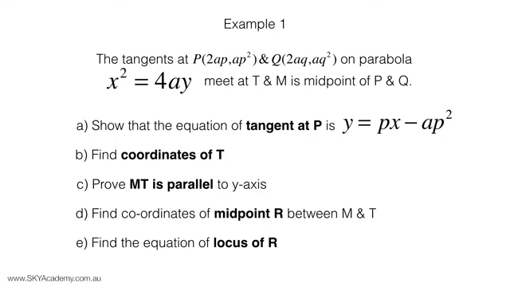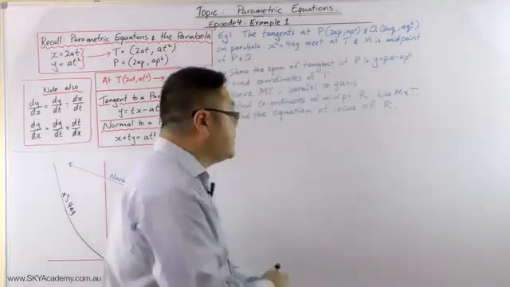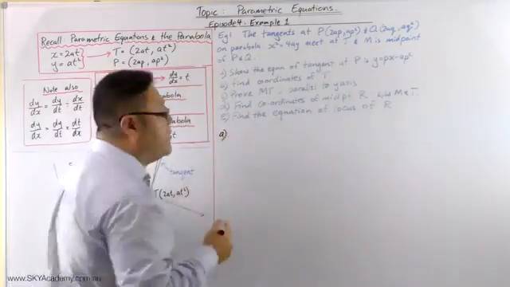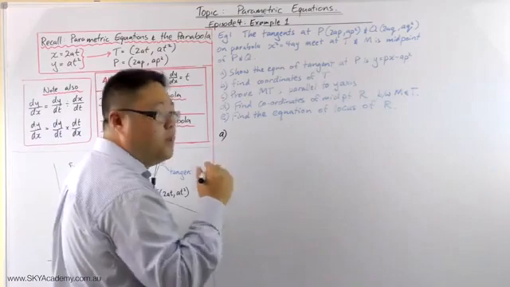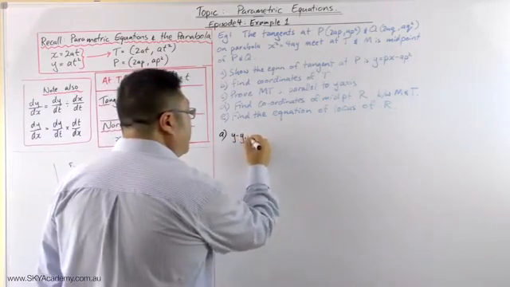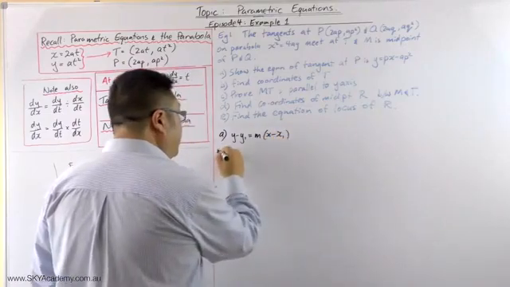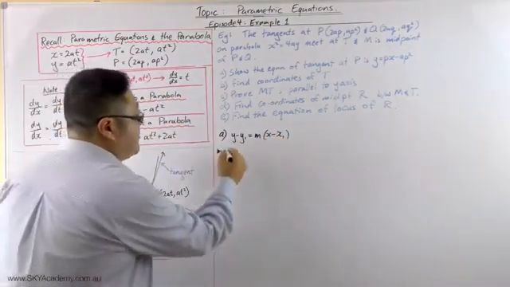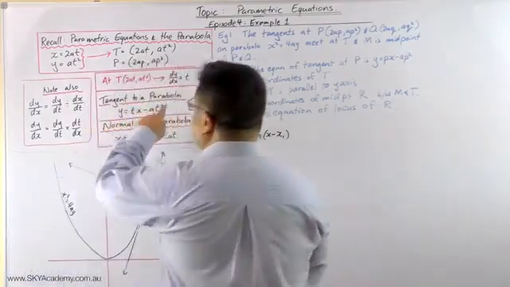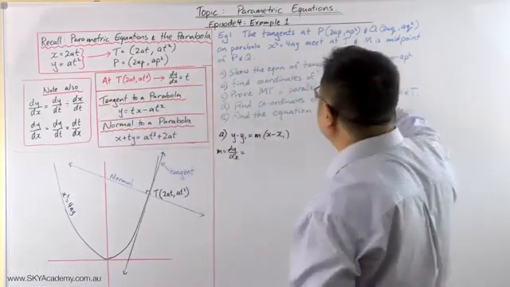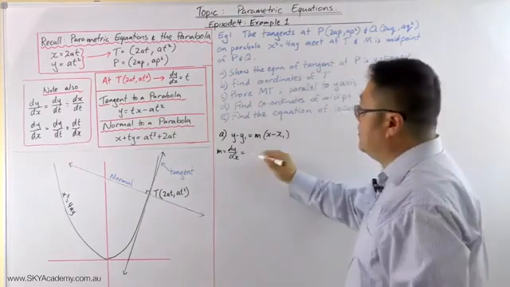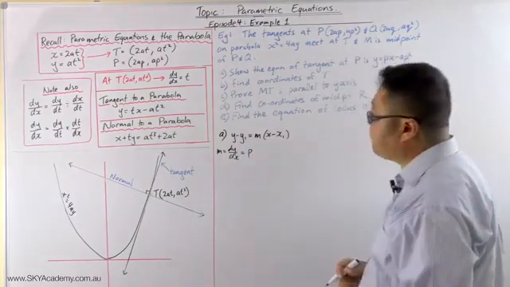Part 1 says, show that the equation of the tangent at P is equal to that. Well, we did that in the last episode. Let me quickly run through it with you. We're basically using the point gradient form, which is y minus y1 is equal to m, x minus x1, yeah? And m, which is your dy/dx, your first derivative, is going to be equal to t. Well, in this case, it's going to be equal to p.